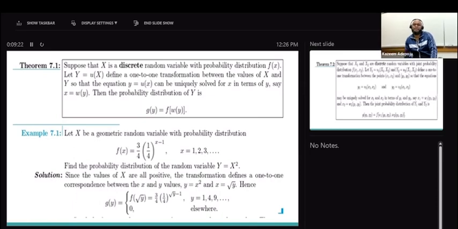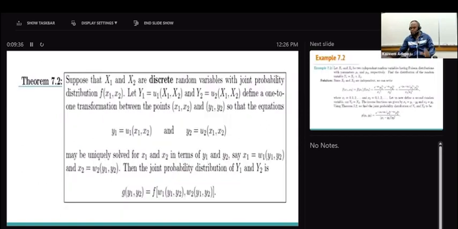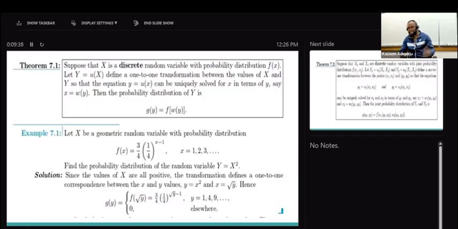I'm done with that. Any question? The discrete one is very easy to do. Where we normally have difficulty is when we're dealing with a continuous one. Okay, now I'm going to go to the next one. If you take a look at the one we did here, we're basically moving from a random variable X to a random variable Y.